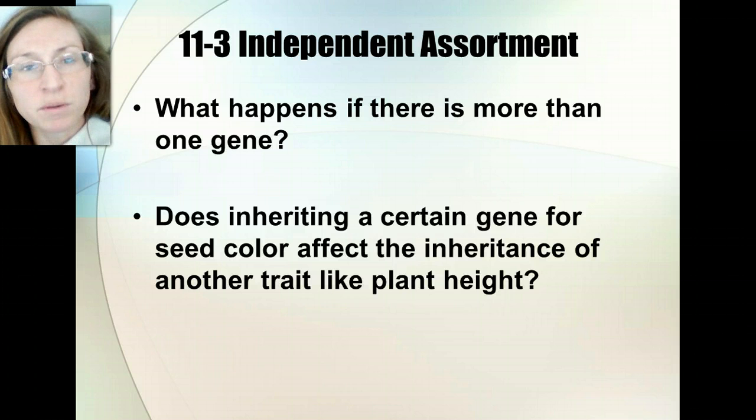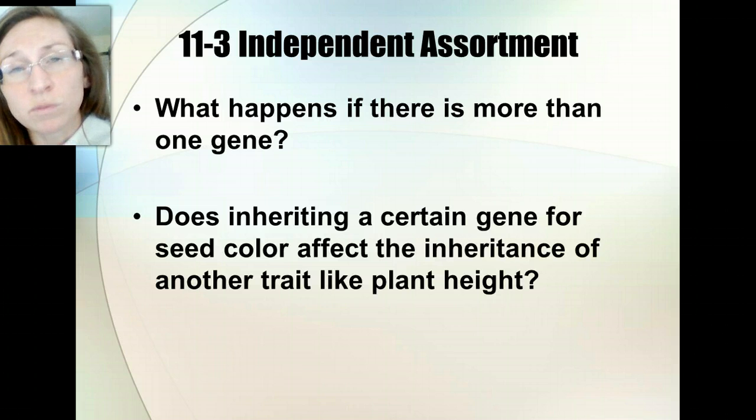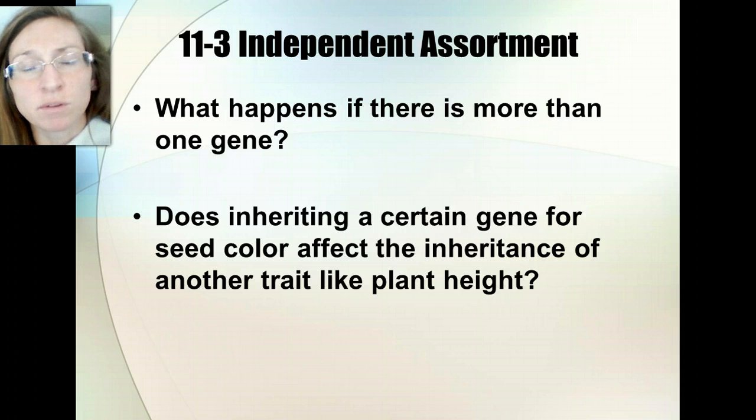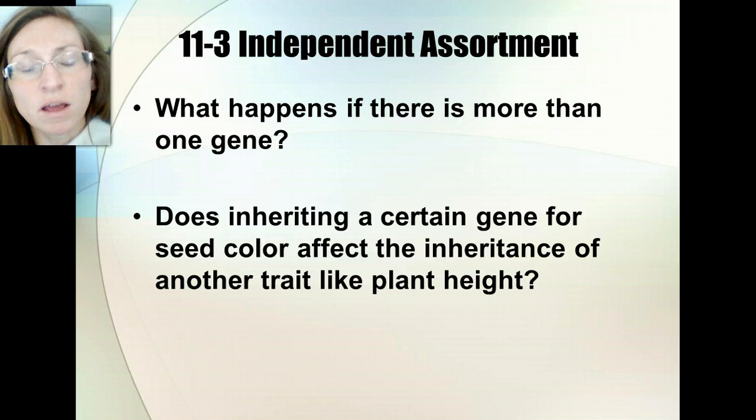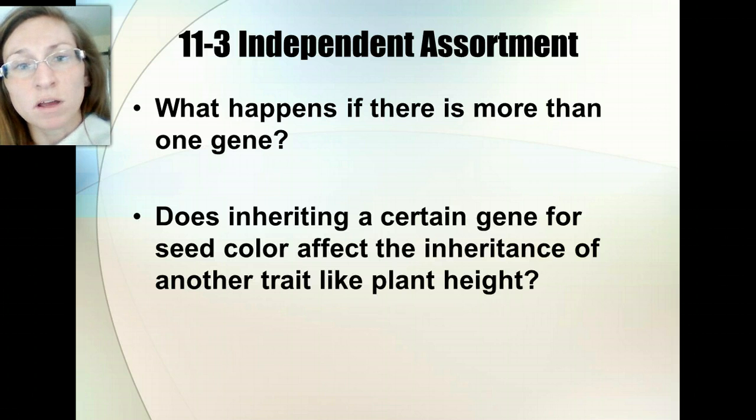But alright, 11-3 talks about independent assortment, and if you break that down, independent means it works on its own, and when you have an assortment, you usually have different things that you're trying to organize or to assort in one way or another. So what we're relating this to is what happens if there's more than one gene. So we know we have an assortment of genes in our human genome, but does inheriting a certain gene for seed color affect the inheritance of another trait like plant height? So we want to know if these genes actually independently assort, or is one affected by the other.